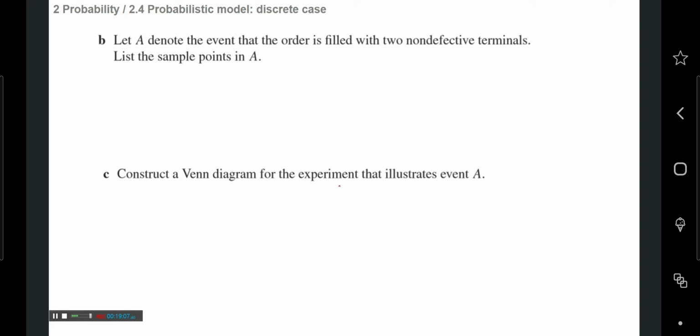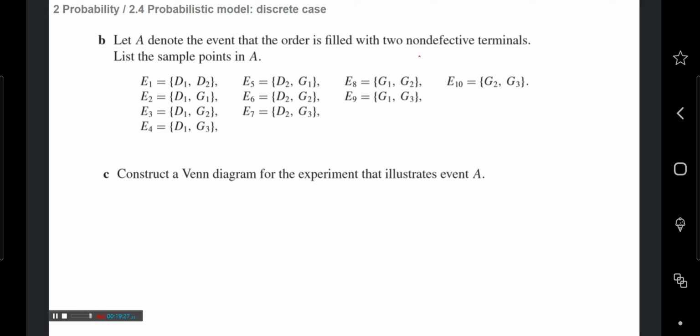Problem B: let A denote the event that the order is filled with 2 non-defective terminals. List the sample points in A. So which events have no defectives? E8 to E10 don't have defectives. So event A is E8, E9, and E10.